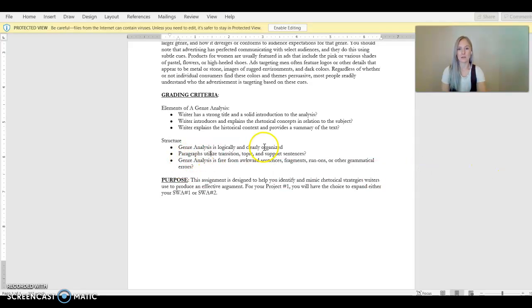So your analysis is logically and clearly organized. Try to keep one idea per paragraph. Don't cram too much stuff together. You introduce and explain rhetorical concepts. Again, watch the other video for that, and don't freak out if you're confused about that. If you just don't understand rhetorical concepts yet, skip them. We're going to get through that as the semester goes on.